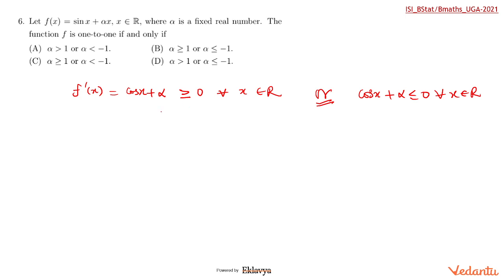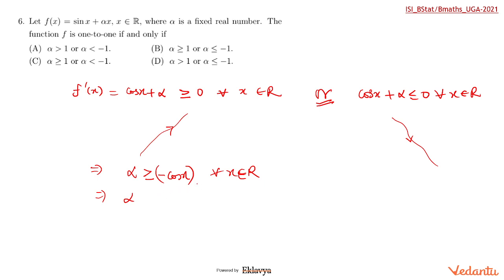Equality would occur not at continuous points, only at discrete points, so there is no problem. It will be strictly increasing, so 1 to 1 will remain. In the first case the function is increasing, so it looks something like this, and in the second case the situation is like this. So 1 to 1 in both the cases. So in that way we can say alpha is greater than or equal to minus cos x for all x. For all x means alpha should be greater than all values of this.